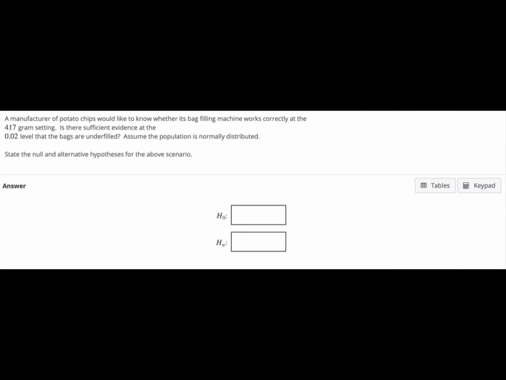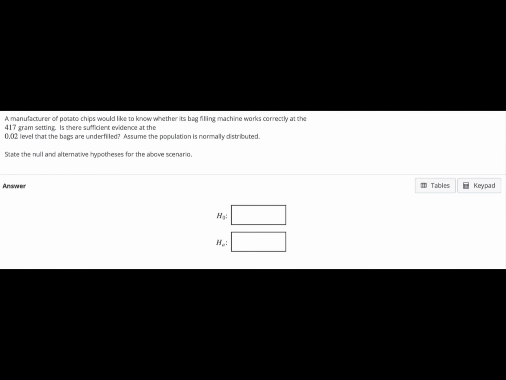Okay. So it says that they want to know whether the machine is working correctly at the 417 gram setting. Now we're going to assume that that is exactly what the machine was set up to do. We're going to assume that it is working correctly and nothing to the contrary is happening. So we're just going to say that our mean is 417 grams. That is our null hypothesis. What we are trying to prove is whether the bags are underfilled. So your alternative hypothesis would be that the mean is less than 417 grams, because they are saying whether there is sufficient evidence that the bags are underfilled.